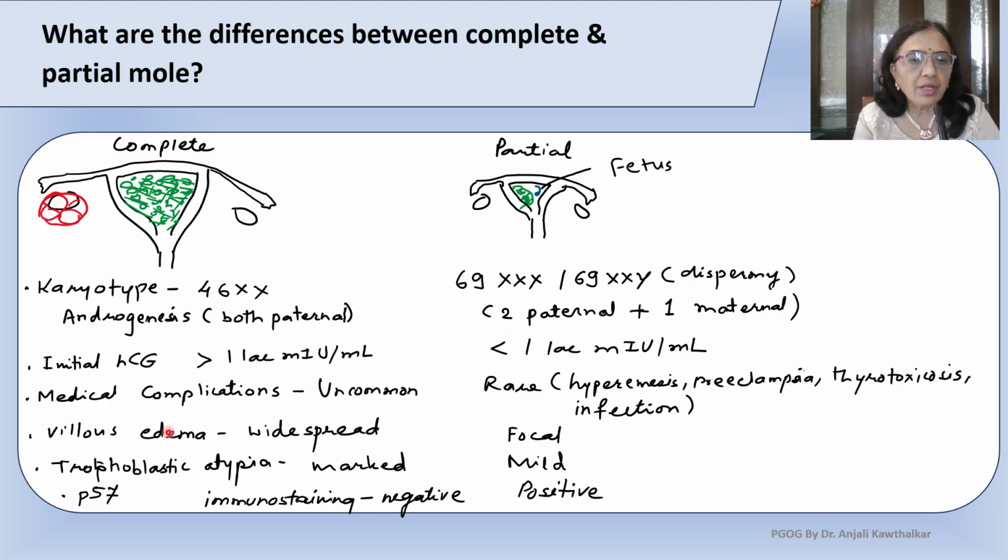and infection. Villous edema is widespread with complete mole. It is focal with partial mole. Trophoblastic proliferation is marked with complete mole on histopathological examination, whereas it is mild with partial mole. And as we have already seen, P57 IHC is negative with complete and positive with partial mole.